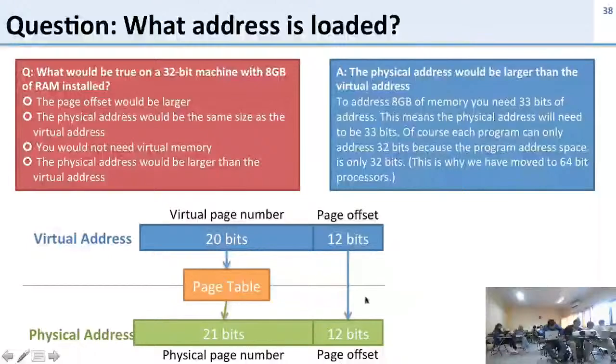We still have 4 kilobyte pages in this case, and you could have whatever size you want, that doesn't change. The physical address isn't going to be the same size as the virtual address. The physical address is going to be larger. You would not need virtual memory. Well, if you're only running one program, you'd never need to page it out. But if you're running 2 or more programs, you could page it out, so you still need virtual memory.